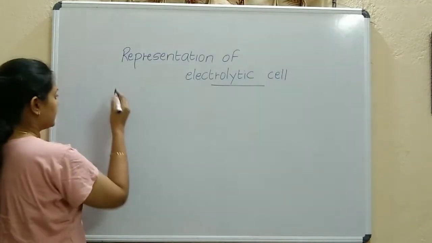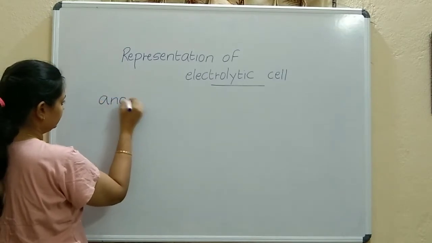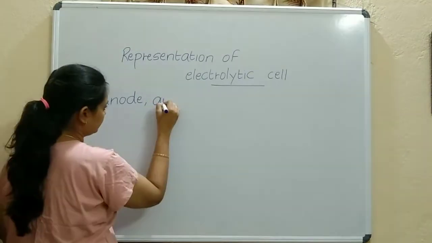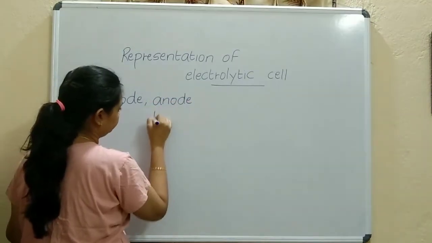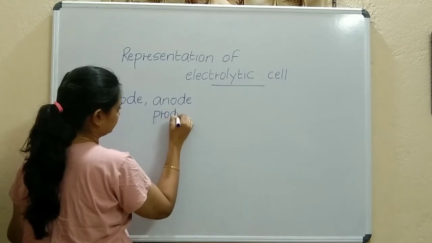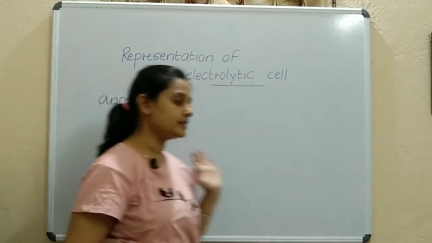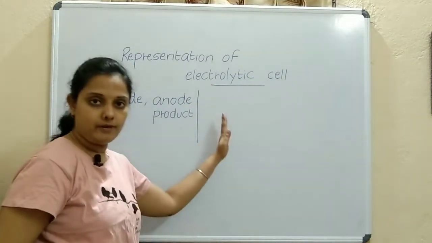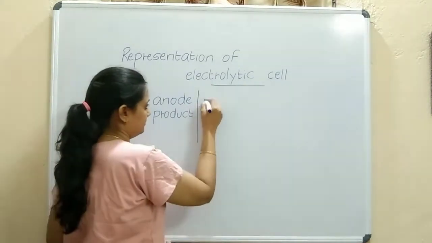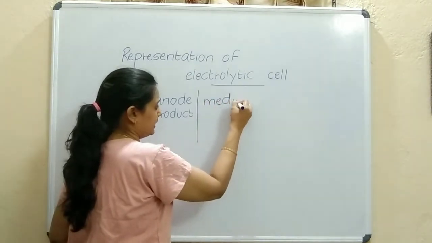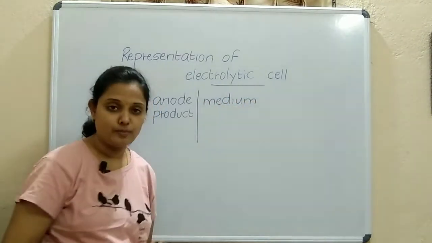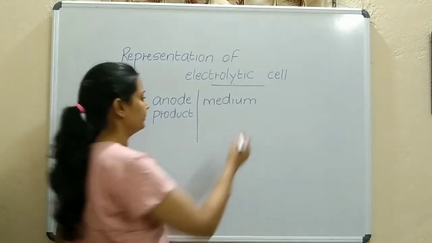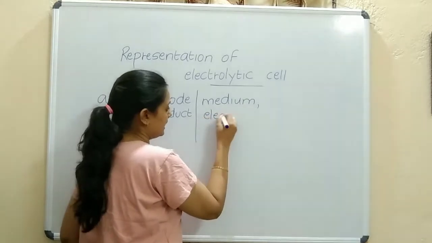So first comes the anode, comma, anode product, correct. So this will be the positive side. Then we'll put a line, and then we will mention the medium. That means the electrolyte, in which medium it is, whether it is in the molten form or in the aqueous form. We will mention the electrolyte used.